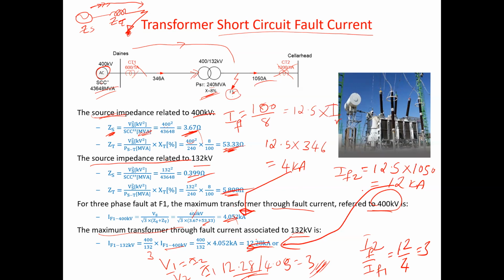So what we are trying to say is the easiest way is, if we have the transformer impedance and the MVA rating, that means the transformer is capable of passing 12.5 times the rated current of the transformer. Okay. So either we can do it this way or we can do it all this way. Okay. This calculation, these steps.